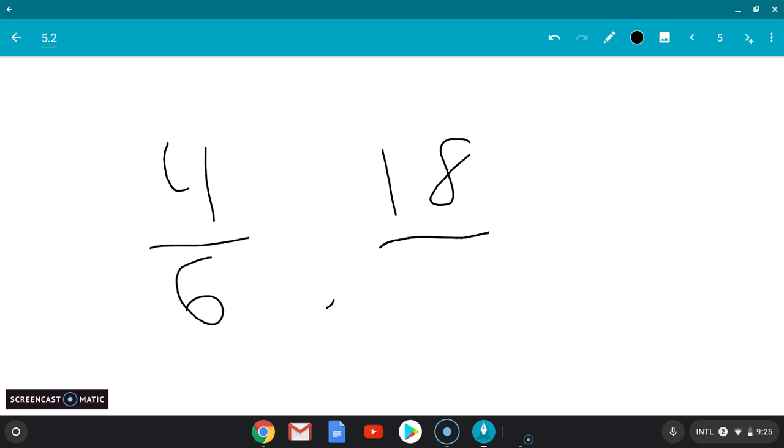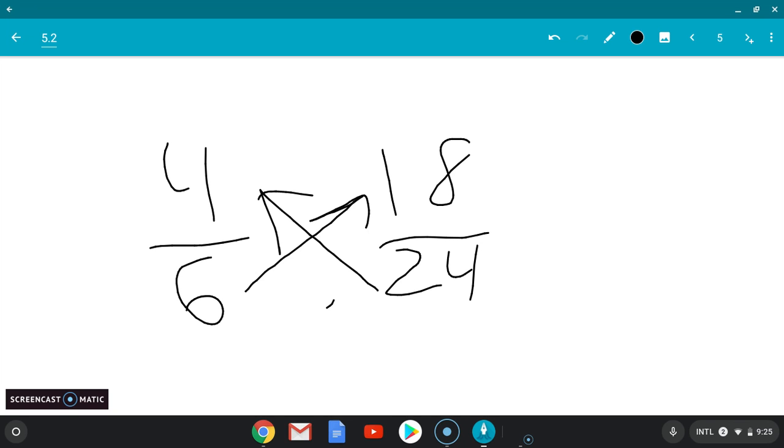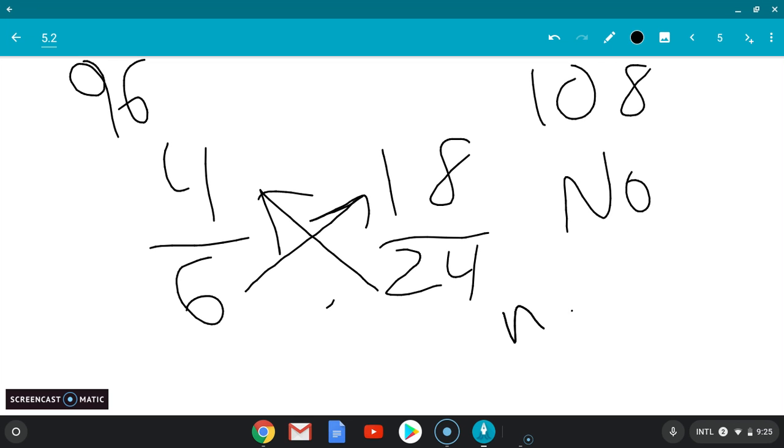Let's do the other example we had. 4 over 6, 18 over 24. All right, you take 6 times 18, 24 times 4. All right, 6 times 18 is going to give me 108. 24 times 4 is going to give me 96. So you could say no, not proportional.